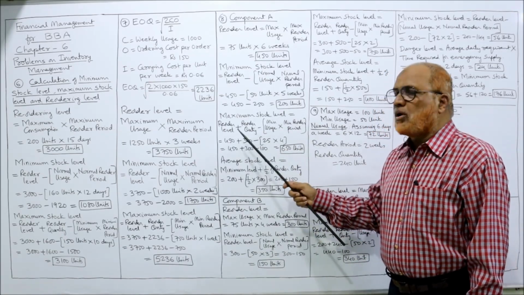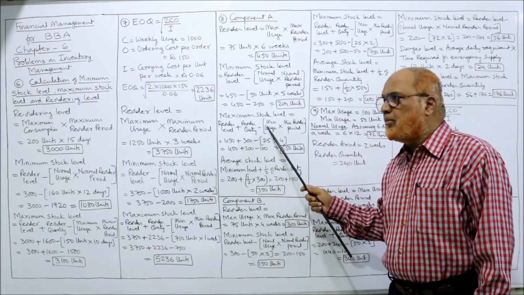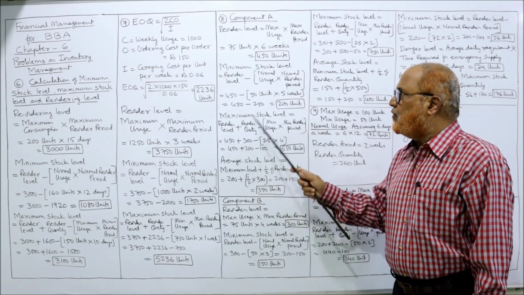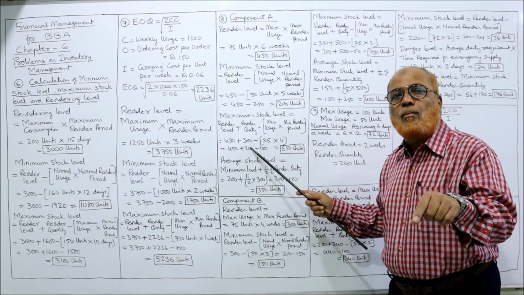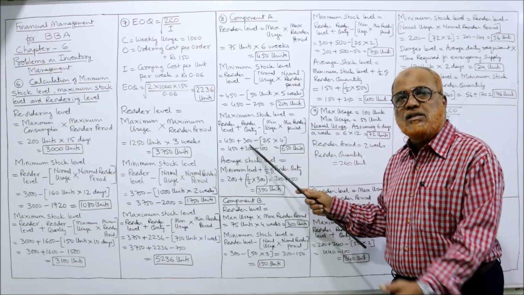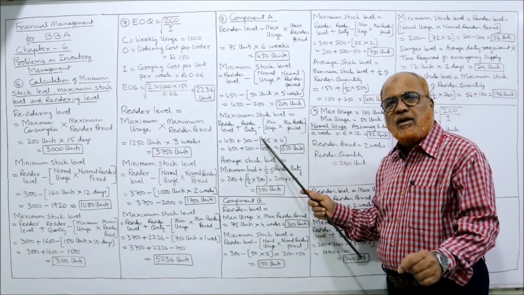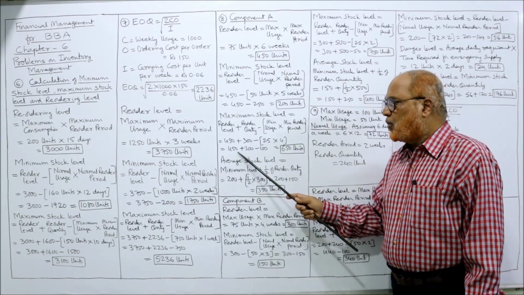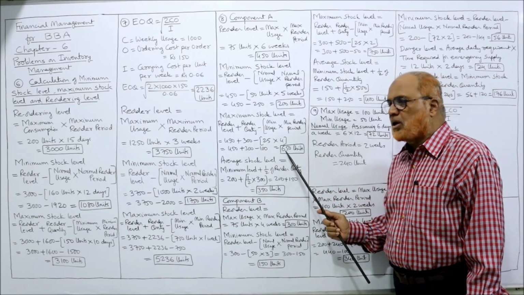Now maximum stock level: reorder level plus reorder quantity minus minimum usage into minimum reorder period. So here reorder level 450 units we have calculated. Reorder quantity for A component is 300, it is given. Minus minimum usage is 25 units and minimum reorder period is 4 weeks. So 25 into 4 is 100. 450 plus 300 minus 100, 650 units. This is the maximum stock level.